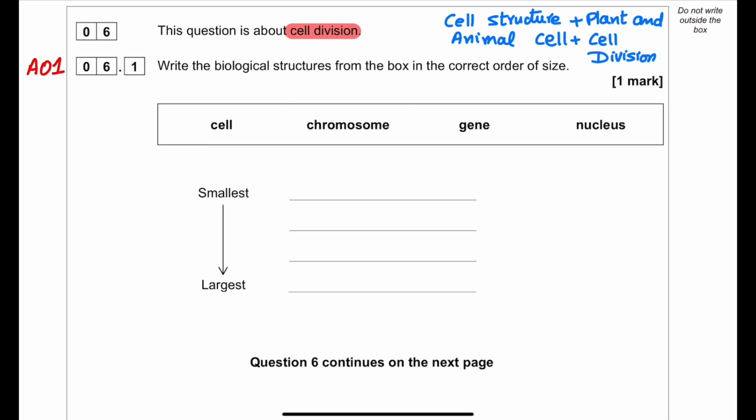Among these four, the smallest part is gene. The chromosome is made up of gene. Second biggest one is chromosome. And the chromosome is present in the nucleus. And the nucleus is present in the cell.